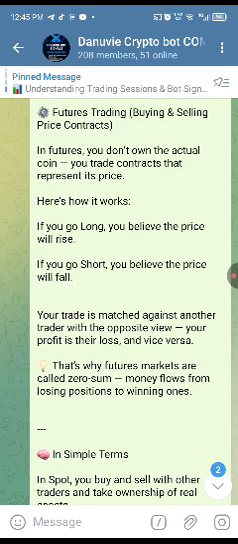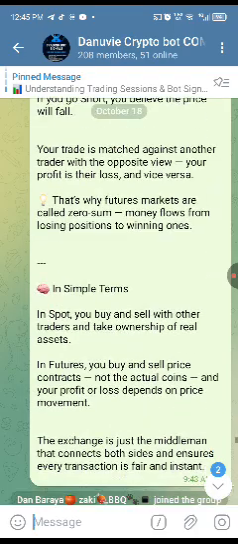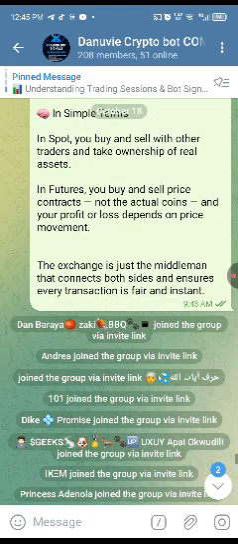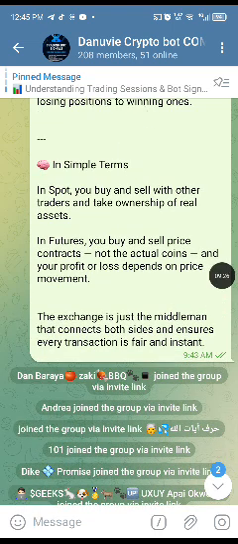As time goes on, we're going to be looking at the risks involved in futures trading. So, let's just move on. In simple terms, in spot trading, you buy and sell with other traders and take ownership of real assets. In futures, you buy and sell price contracts, not the actual coins. And your profit or loss depends on price movement, as you can see.